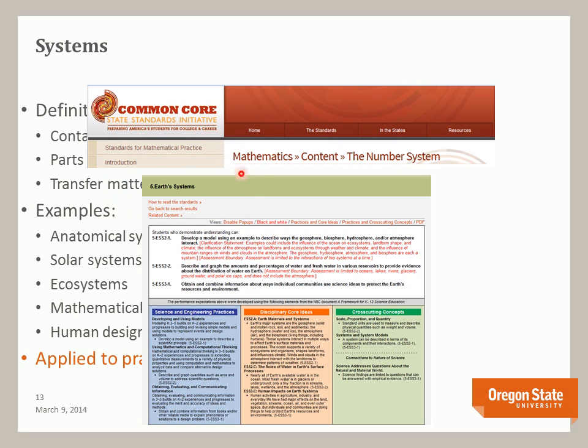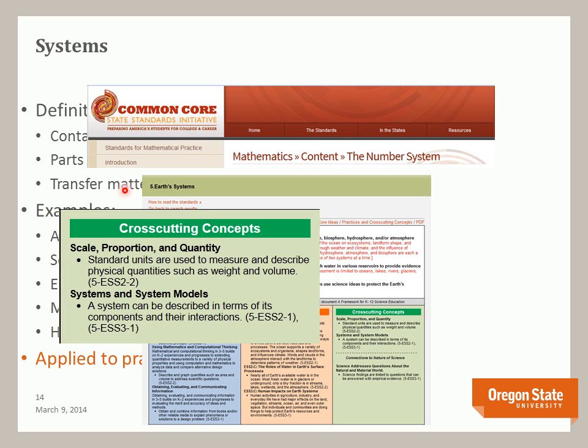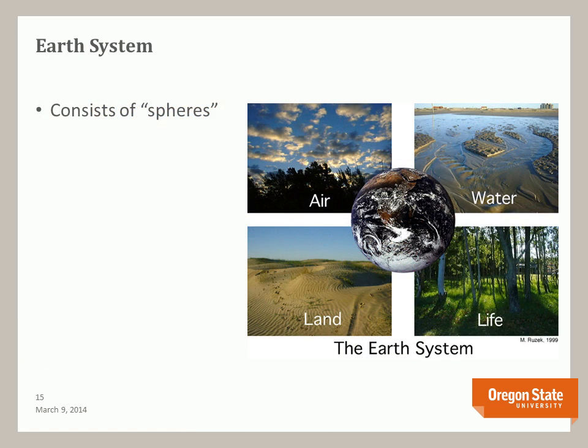is a disciplinary core idea, in this case covered in 5th grade. And if you look at cross-cutting concepts, which is one of the dimensions of the NGSS, systems and systems models are one of those concepts or set of concepts that go across disciplinary boundaries. So systems are pretty important in both math and science disciplines. So we're going to talk specifically about the Earth system, okay?